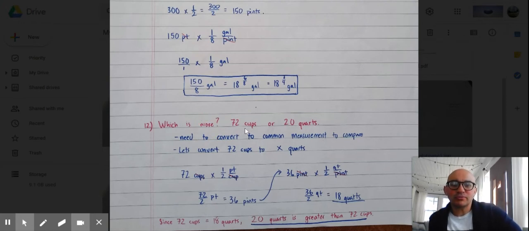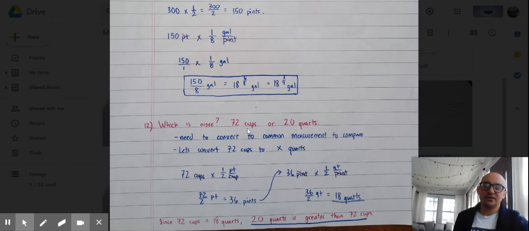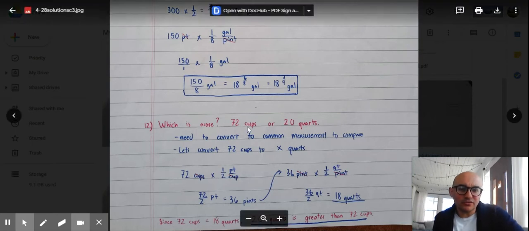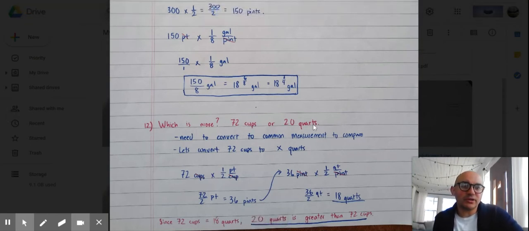Problem 12, we're given measurements of 72 cups and 20 quarts. The first thing I notice as a math thinker is that my measurements are in different units, and in order to compare, which is what I'm having to do here, which is more, I need to convert these to a common measurement. We could convert them either to cups, or we could convert them to quarts. It's your choice. I chose to convert 72 cups into X quarts, whatever that number of quarts is. I don't know it off the top, but I'll figure it out.